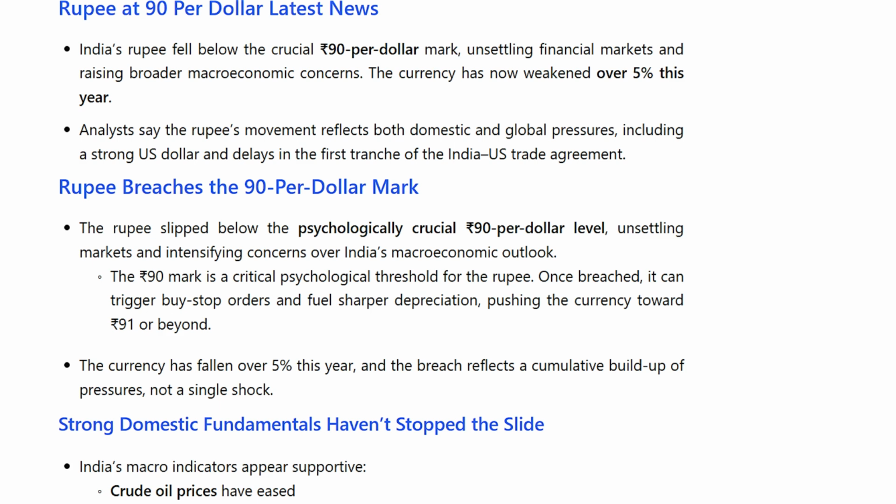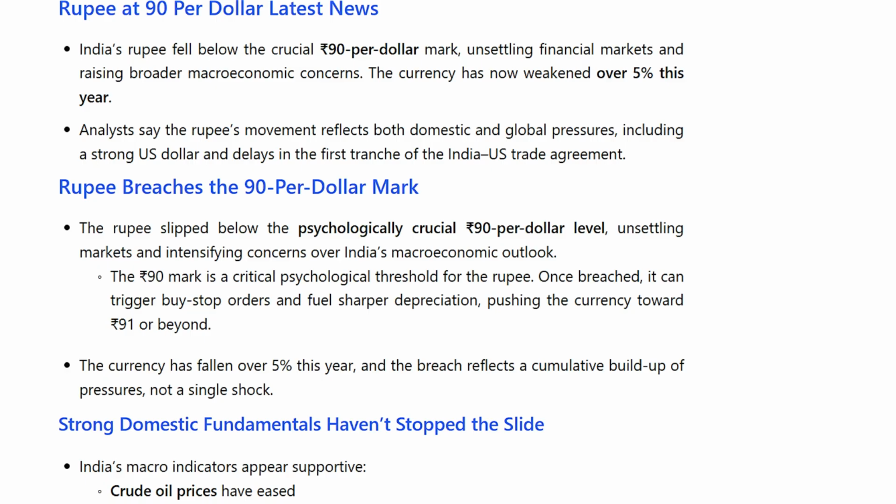Rupee at 90 per dollar. The Indian rupee fell below the crucial 90 per dollar mark, unsettling financial markets and raising broader macroeconomic concerns. The currency has now weakened over 5% this year. Analysts say the rupee's movement reflects both domestic and global pressures, including a strong US dollar and delays in the first tranche of the India-US trade agreement.